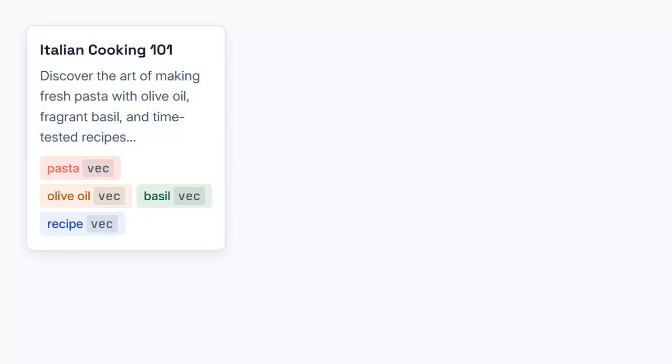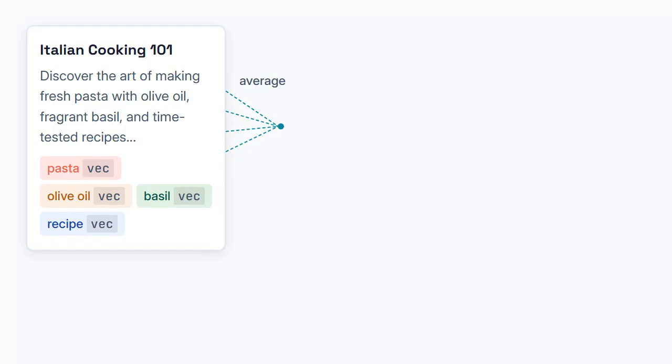So far, we've embedded individual words, but what about entire documents? Take an article about Italian cooking. It contains words like pasta, olive oil, basil, a recipe. So how can we get a document level embedding from those? One simple idea, just average all the word vectors in the document.